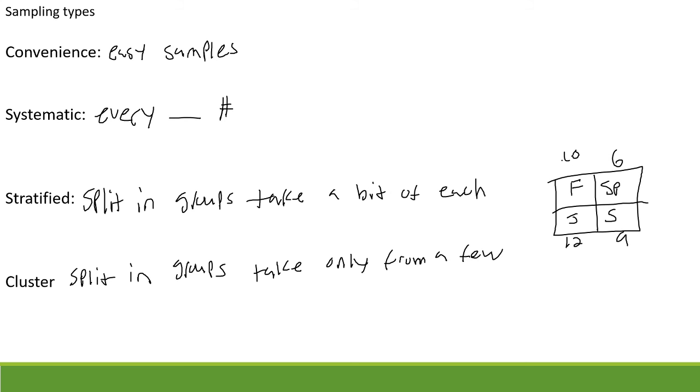But what if I just say I'm going to take 12 seniors and 12 freshmen? Well, that would be cluster because I'm focusing in on just two groups here, not every group. Basically, if you're excluding one group, then it's technically a cluster sampling, not a stratified sampling. Right? Because again, cluster means that you're focusing on just a few rather than every single group individually.